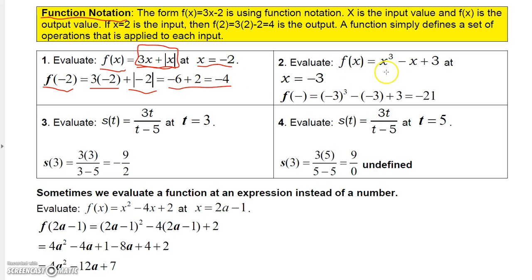Here's another one. f of x is, the set of rules are x cubed minus x plus 3. And so if we evaluate that at -3, it looks like the little 3 is missing there. So f of -3 would actually be -3 cubed minus -3 plus 3. And so you would get -27 plus 3, which would give you -24, plus 3 would give you -21.